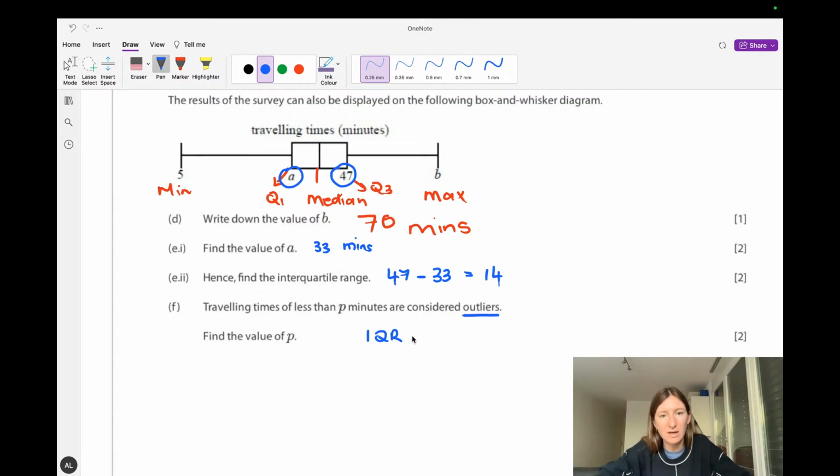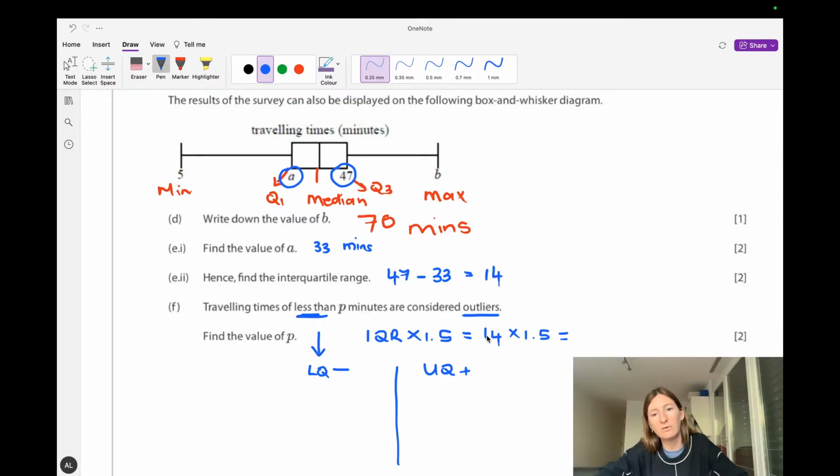So we need the interquartile range times 1.5 to start our outliers. Then we want the lower quartile minus that value and the upper quartile plus that value. But they want traveling times of less than p minutes, so it's going to be the lower one, less than, not more than. So we don't need the upper one for now. The IQR times 1.5, what was our IQR? The interquartile range was 14. 14 times 1.5: we times by 1 and then by half. So 14 and then half of 14 is 7. 14 plus 7 gives us 21.